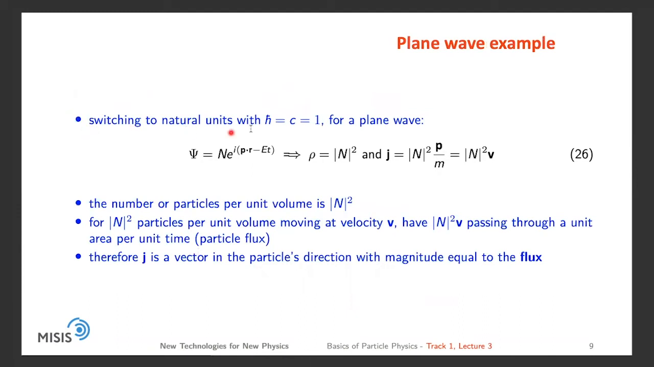If we switch to natural units, with h bar equal to c equal to 1, for a plane wave, we'll get the following expression. In this case, rho would be equal to n squared, and J would be equal to n squared times v, the velocity of the particles. So we see here that the number of particles per unit volume is equal to n squared, and for n squared particles per unit volume moving at velocity v, we have n squared v particles passing through a unit area per unit time, which corresponds to particle flux. Therefore, J is a vector in the particle's direction with magnitude equal to the flux.